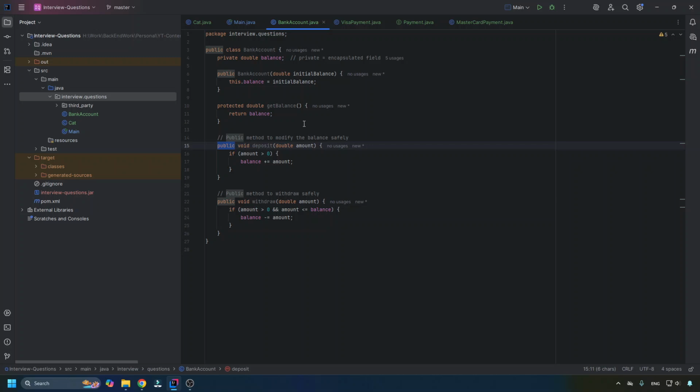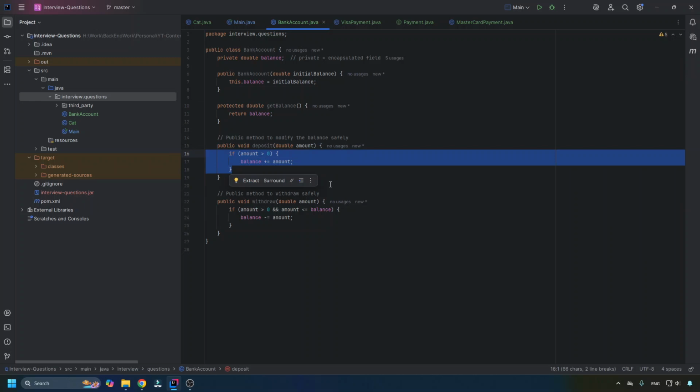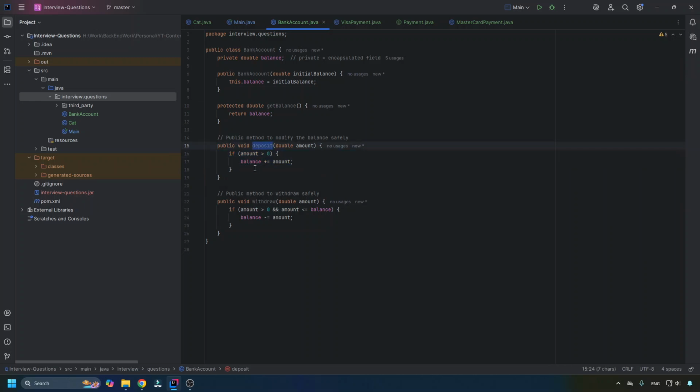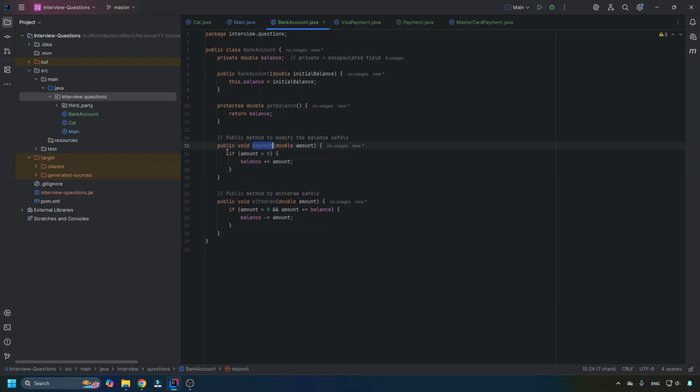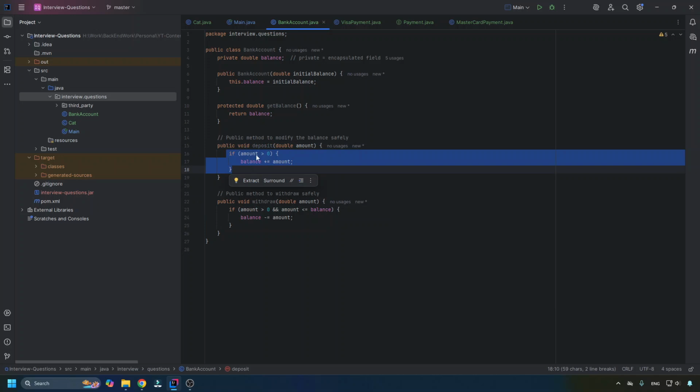Now we're going to be talking more in depth about encapsulation. So encapsulation is the internal couple of lines that's being encapsulated into a single unit, which is our method. So this is the deposit method. This is the logic that's happening within this deposit.